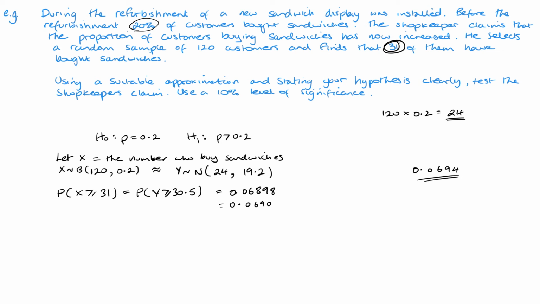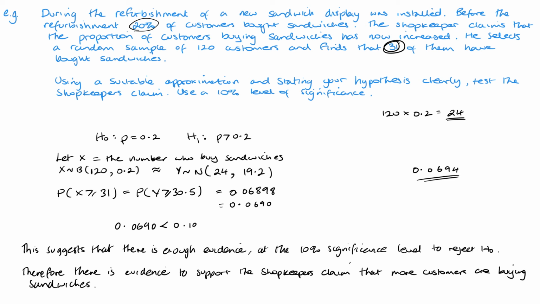Now, at this point, we just need to compare that, obviously, with our significance level. So 0.0690 is less than our 10%. Obviously, if we had a 5% significance level, we would be greater than, but we're less than it. So there is enough evidence to support rejecting H0. And obviously there's enough evidence to show that customers are purchasing more sandwiches, or you could say that the shopkeeper's claims are correct. I'll write it down now. And there we have it, what I basically said.